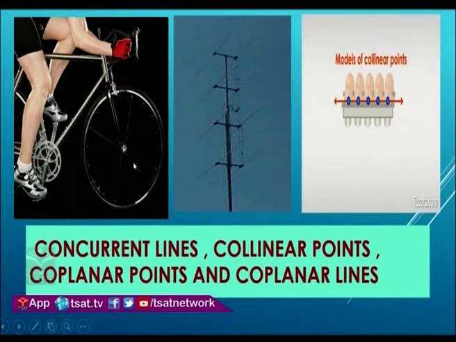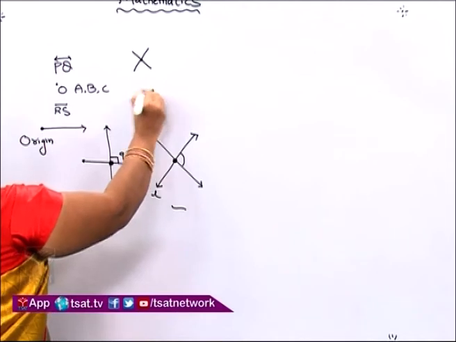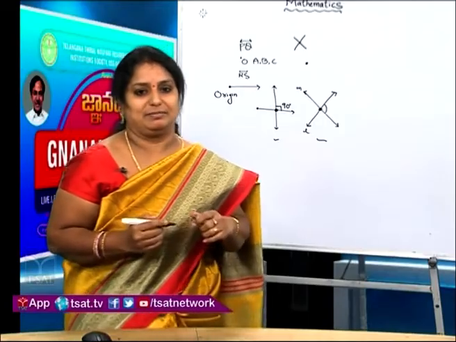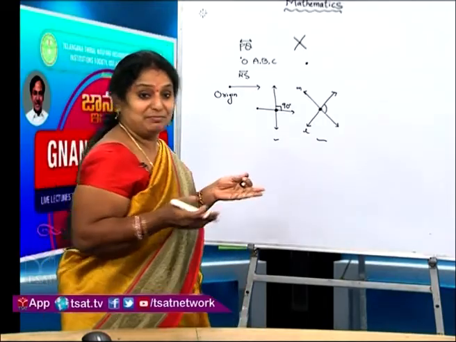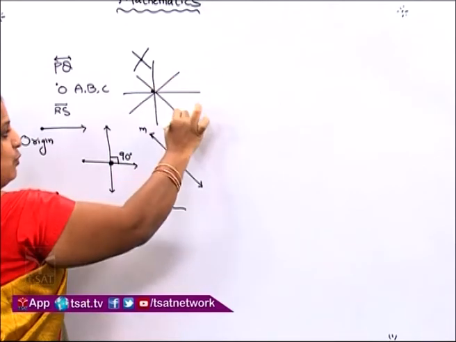In the first figure you observe, I am focusing on the wheel, children. I hope you know what that vehicle is called. Cycle. Everybody is interested to ride the cycle in the early morning, right? So if you see, this wheel is an example for concurrent lines. To make you understand, let me ask you a question. I took a point here. Now tell me how many lines we can draw passing through that point. 1, 2, 3, 1, 2, 3, 4, and so on.